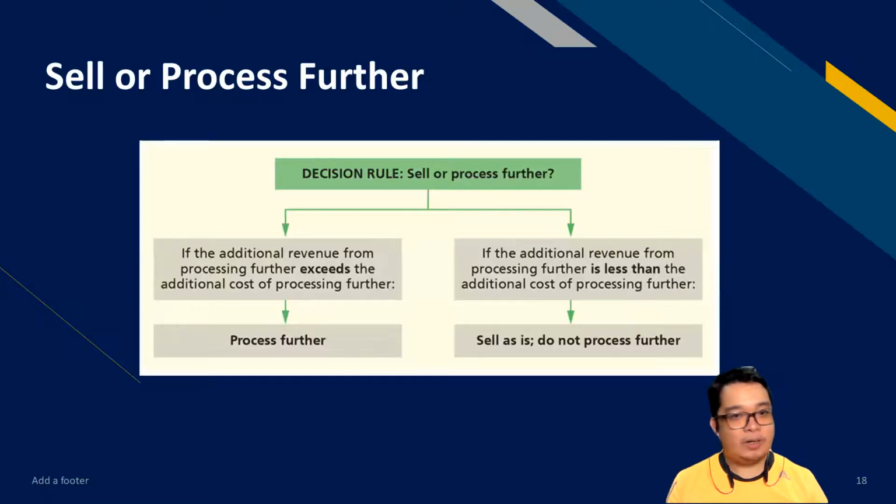So what's the decision rule? If the additional revenue from processing further exceeds the additional cost of processing further, then you process it further, because it's worth it; your additional income is bigger than the additional cost. On the flip side, if the additional revenue from processing further is less than the additional cost of processing further, then sell as is, it's not worth it to process further.